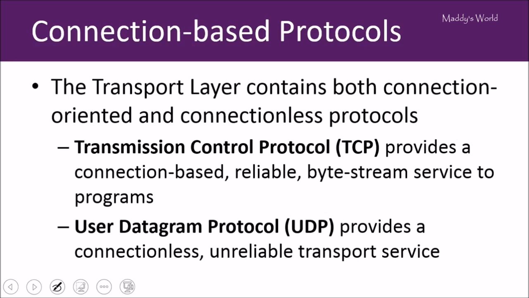The connection-based protocol is TCP, or the Transmission Control Protocol. It's a reliable byte stream service. You're going to see this leveraged by email applications and other protocols like FTP, where you need to download an entire file guaranteed. In contrast, UDP is connectionless and unreliable. You're probably going to see this if you're streaming a movie or some kind of audio.